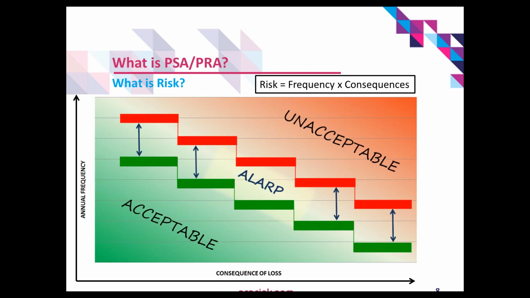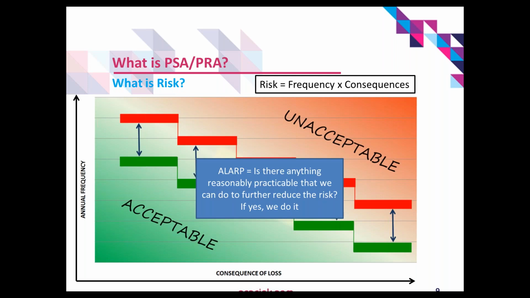So what is risk? To understand it in a more graphical way, I present here the ALARP staircase. Basically, risk is a set of events that have a frequency times consequences. What it sets is that if the consequences of loss are very high, we only accept a very low frequency. So it is the acceptable region. If the consequences are high and the frequency is high, we are in the unacceptable region, so we don't tolerate. And if we are in the middle, as low as reasonably practicable, we are in the ALARP region. What it means is that we have to do anything reasonably practicable that we can do to further reduce the risk. If there is anything we should do, we have to do it and go to the acceptable region.